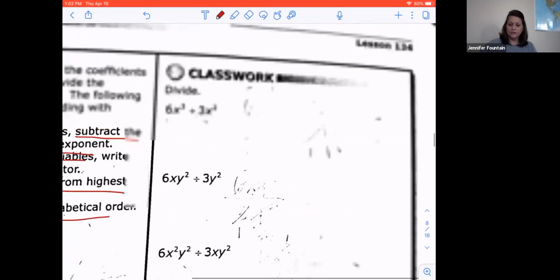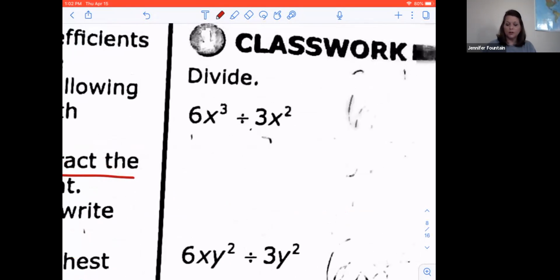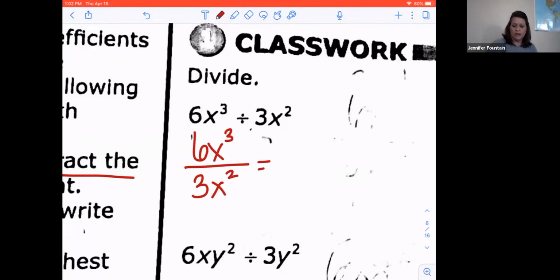Okay, so let's go ahead and take a look at our classwork. So I'm going to go ahead and write these vertically. So let's rewrite our problems vertically. 6x cubed over 3x squared. Okay, so in this situation, I'm going to start with my 6 and my 3. What is 6 divided by 3? 2. Because 3 divided by 3 is 1, 6 divided by 3 is 2. So I can see that I can reduce those. And 2 over 1 is the same as 2.